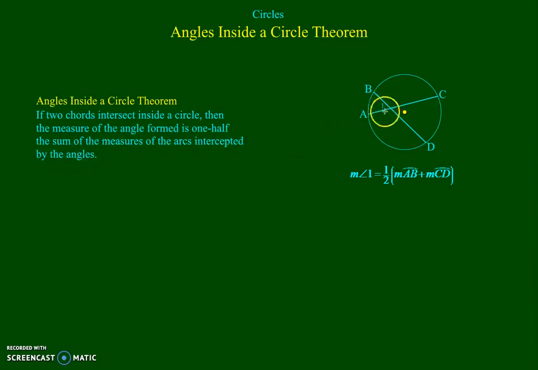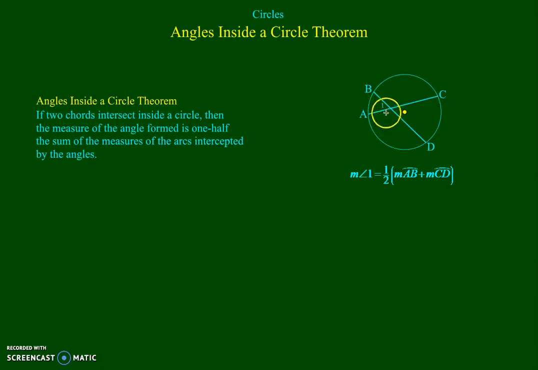So the measure of this angle is going to be equal to 1/2 arc AB plus arc CD. Notice that this angle intercepts arc AB and this angle intercepts arc CD. Also notice this point, the point of intersection of the two chords, is not necessarily the center of the circle. It's not required that it be the center of the circle for this theorem to work. It's a fairly straightforward theorem, but it's important to keep straight what's going on.